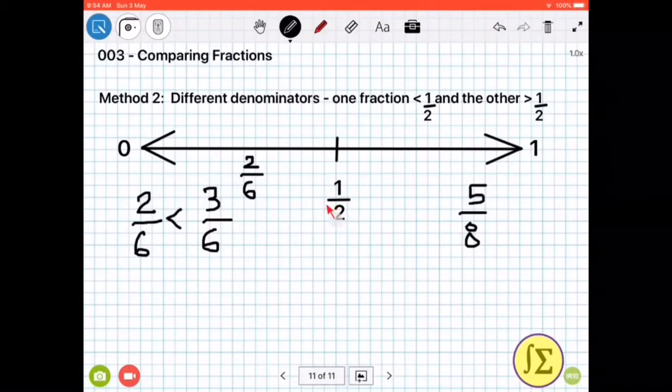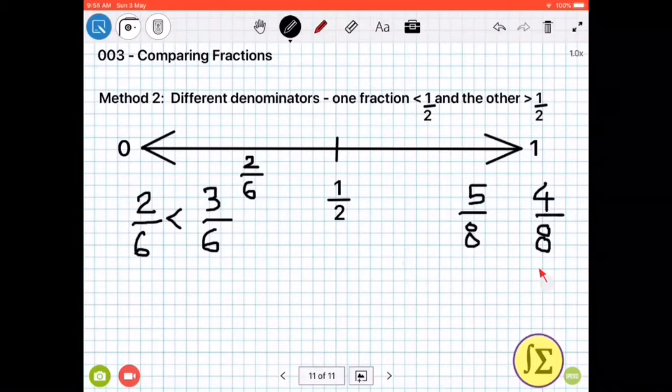So it's a value of less than half. Now let's look at 5 over 8. Again, we have to write an equivalent fraction of half with a denominator that matches the fraction 5 over 8. So that will also be 8. An equivalent fraction of half with a denominator of 8 would be 4.